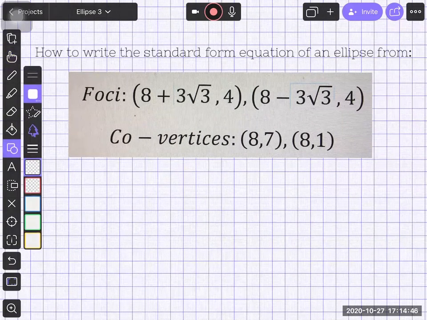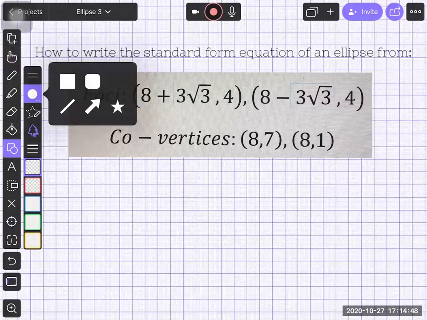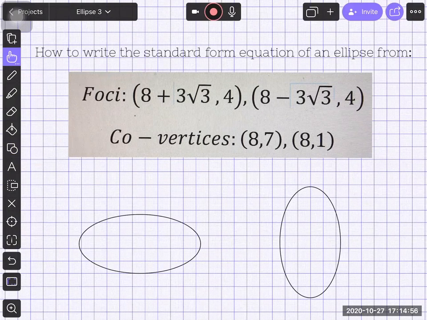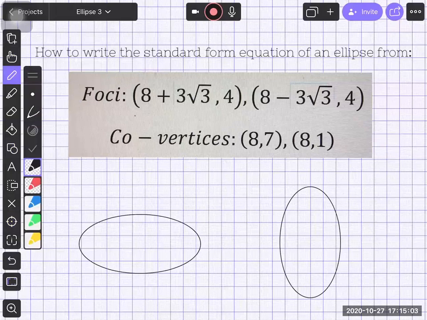So as always, the first thing we have to do is determine whether we are dealing with a horizontal ellipse or a vertical ellipse. We can do this just by looking at the information given to us in the foci. Why? Because on a horizontal ellipse, the foci will be around here, and on a vertical ellipse, the foci will be around here.